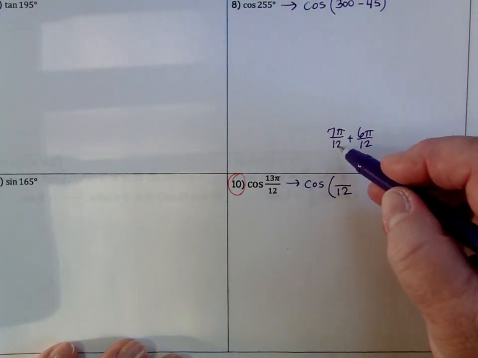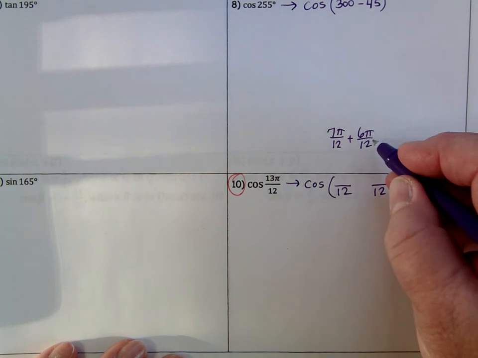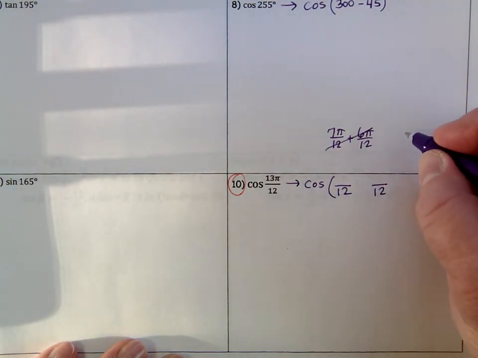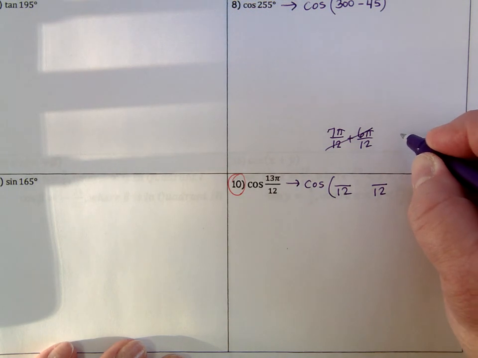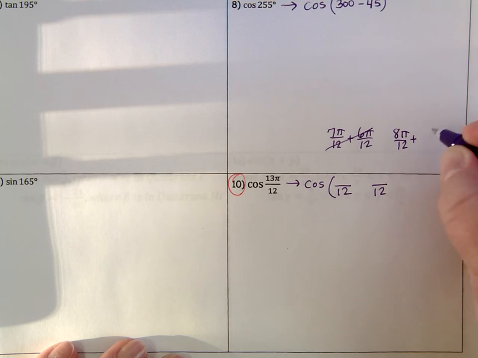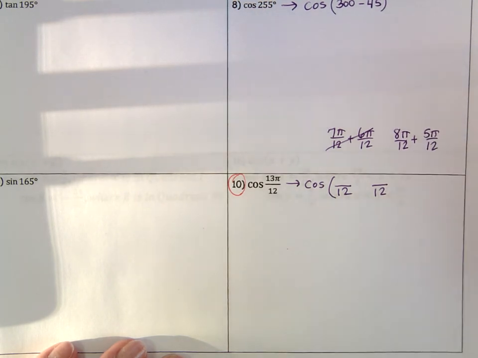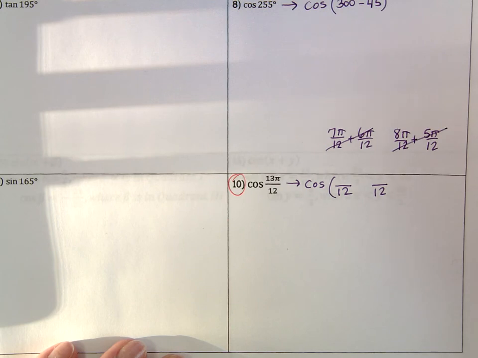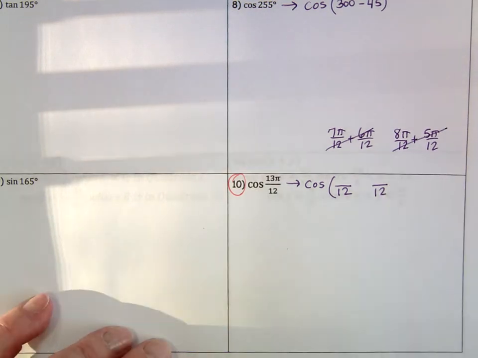Well, 7 pi over 12 is not on my chart, so I'm not going to use that. That's not a good combination, so that's not going to work. What if I used, to get to 13, 8 pi and 5 pi? Well, 5 pi over 12 is not on my chart, so that's not going to work. So what if I used... you're going to kind of play around with this just a little bit.